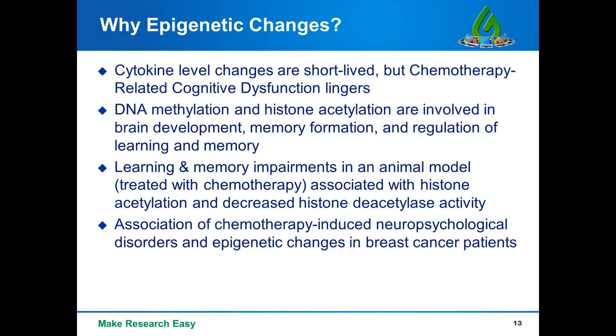So why do we think that epigenetic changes could be the mechanism behind chemobrain? Well, first of all, the cytokine levels are short-lived. So when they change, it's just a short change. But chemobrain often lingers. The literature has shown that DNA methylation and histone acetylation are involved in brain development, memory formation, and the regulation of learning and memory.